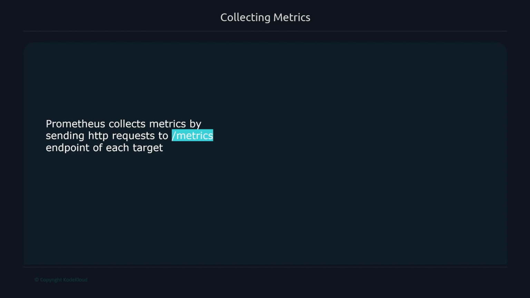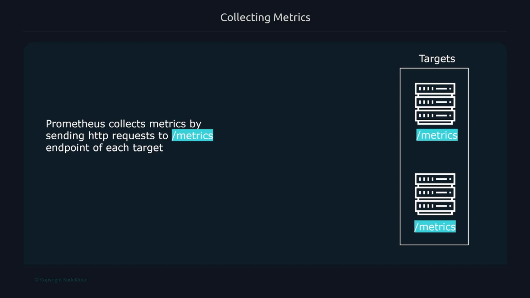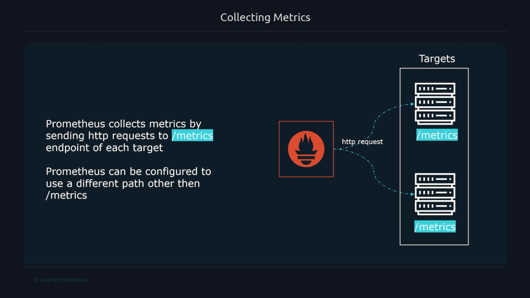Now, as I mentioned, Prometheus collects metrics by sending HTTP requests to the /metrics endpoint of each target that it wants to scrape. However, if you want to customize the specific endpoint, instead of /metrics, maybe you have a different URL, you can customize that within the Prometheus configuration.